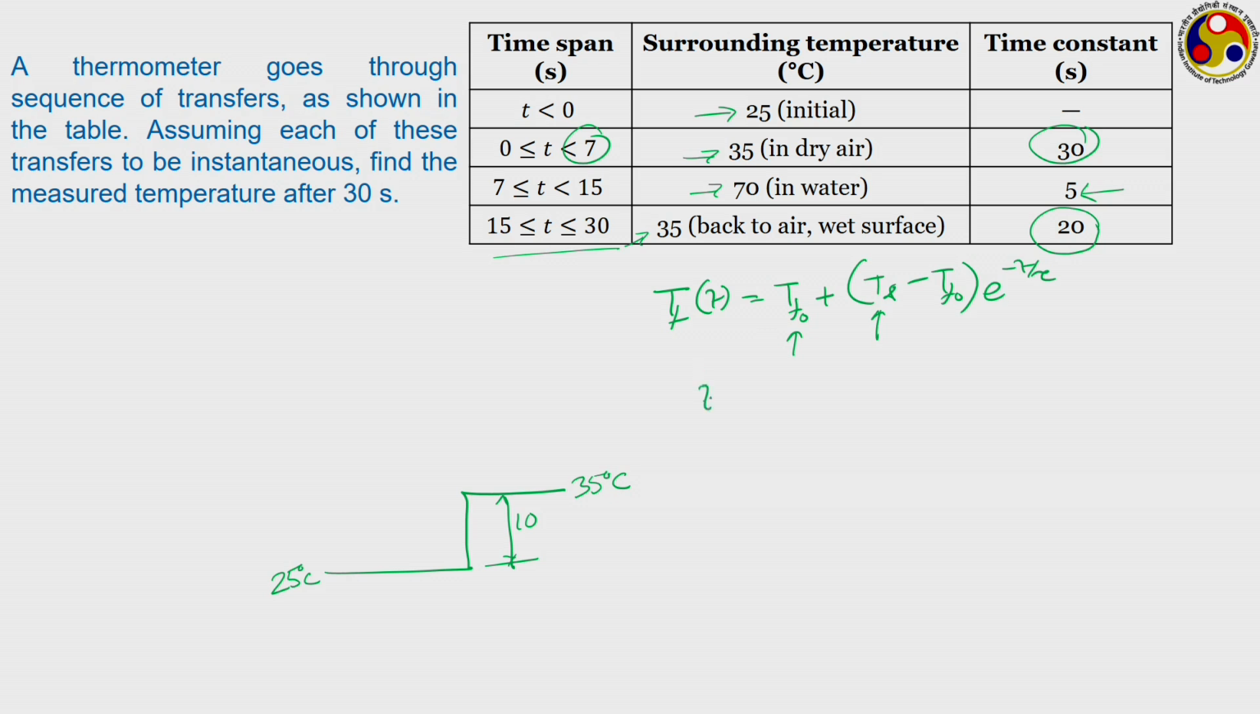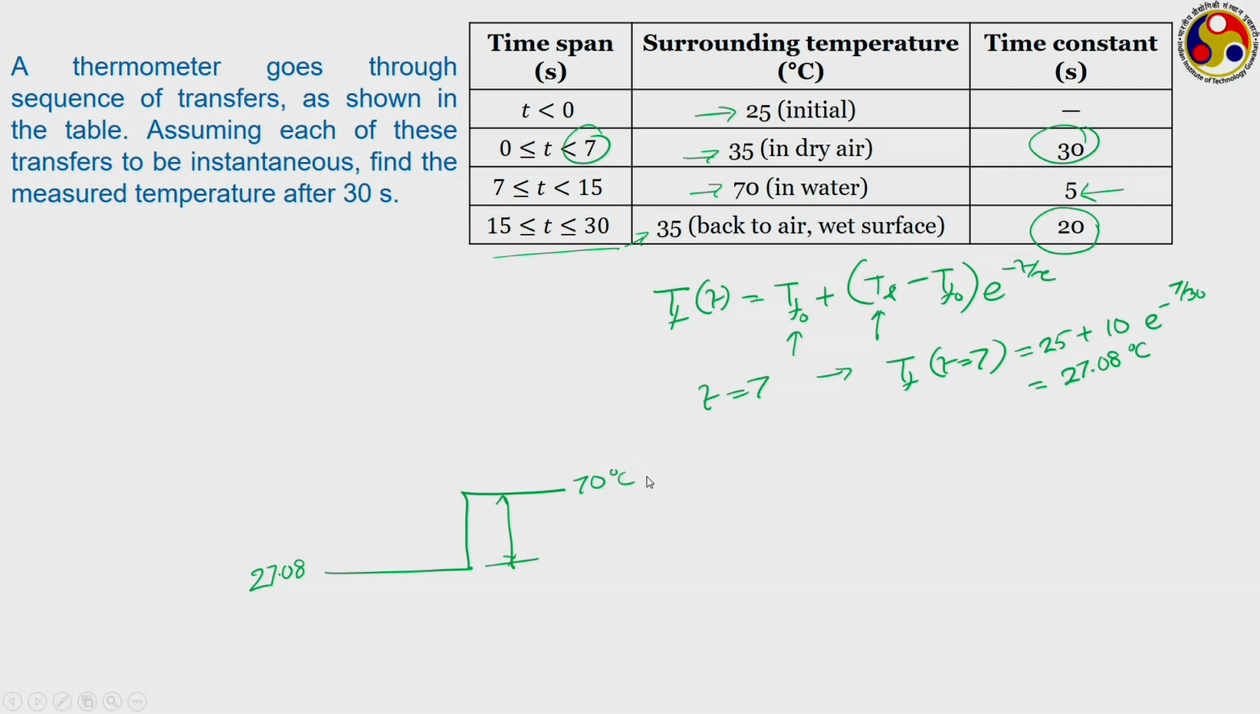And at t equal to 7 seconds, the temperature of the fluid will be Tf at t equal to 7 equal to Tf 0, 25, plus the height of the step, 10, into e to the power minus 7 by tau, with tau equal to 30. So, you can calculate the value. I have pre-calculated this one to be equal to 27.08 degree Celsius. Now, come to the second case. In the second case, our initial temperature is this, another step we are providing with an initial temperature of 27.08 and this to be 70 degree Celsius.